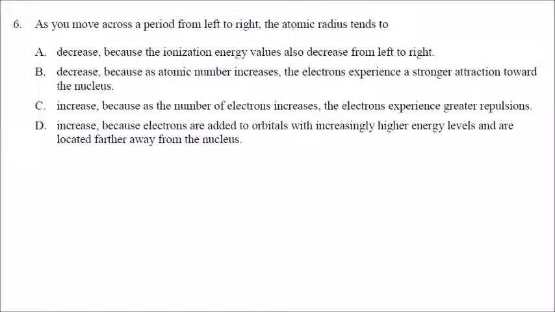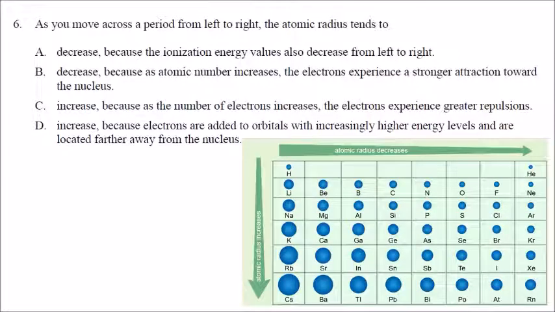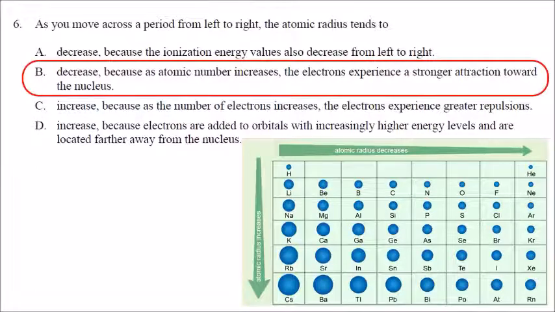Number 6, as you move across a period from left to right, the atomic radius tends to decrease. So the answer is either A or B. Remember that ionization energy, that trend is opposite to the trend in atomic radius. So while the atomic radius does decrease from left to right, it's because the electrons are being pulled in more tightly. Ionization energy would actually increase from left to right. So the correct answer is not A, but rather B. It's because the electrons are pulled more strongly toward the nucleus because of the increasing number of protons in the nucleus.